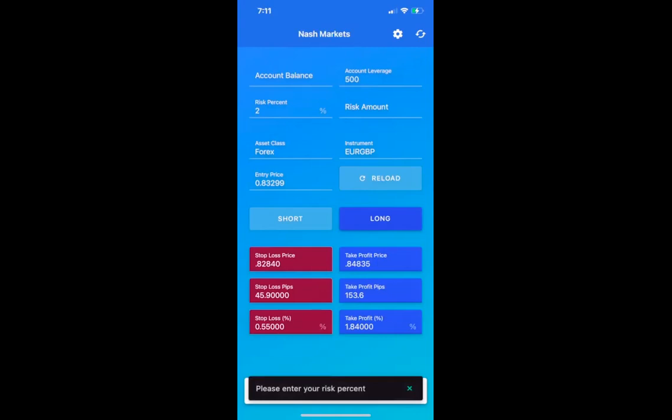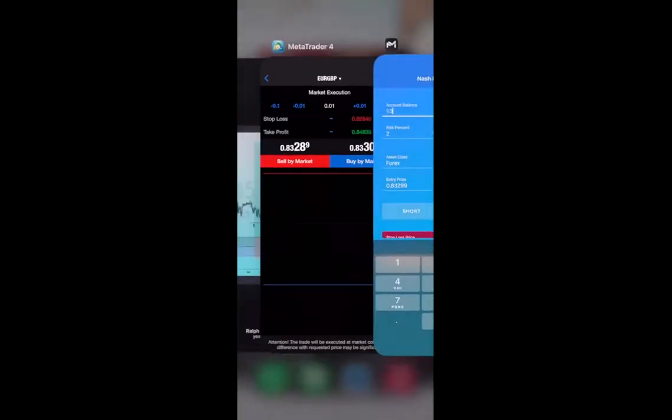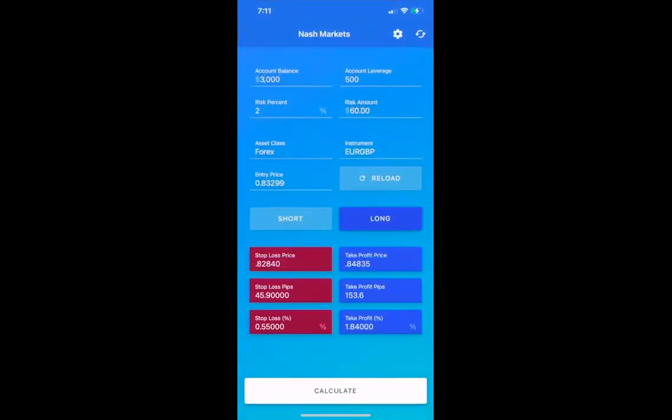I have not identified my account balance. Very important. My account balance, if we go back to MT4, I remember was $3,000 at the start of the video. So right here, I'm going to click on $3,000. It defines my risk as being $60 for a 2% risk. And I'm going to click on calculate right here.